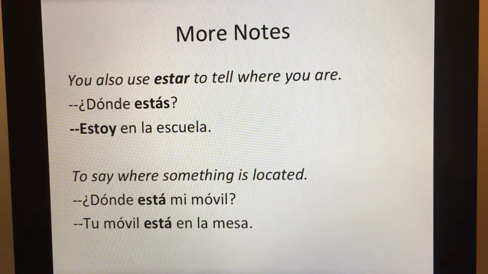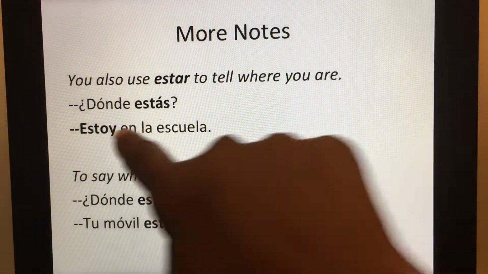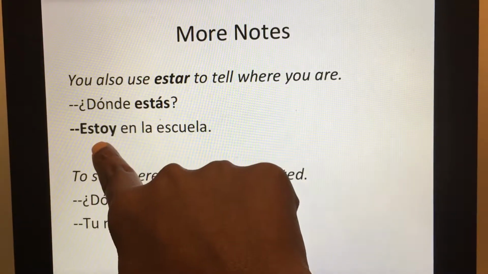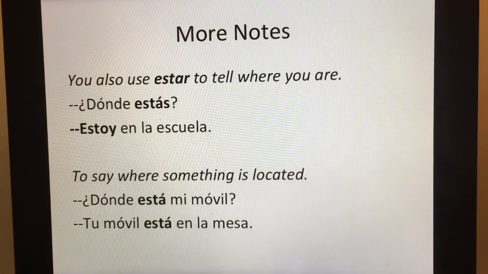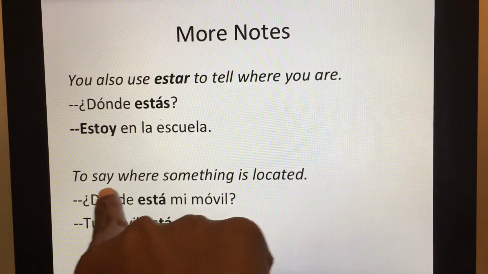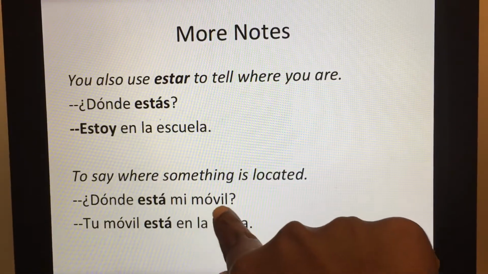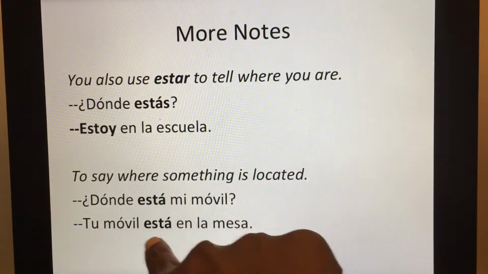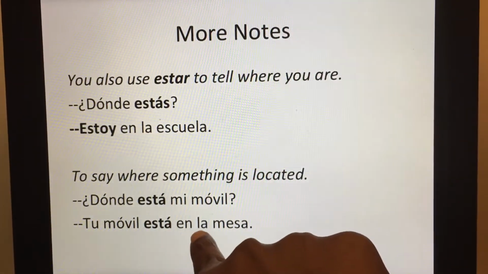You also use estar to tell where you are. I want to tell someone my location, I'm going to use the form of estar. So here's a question. ¿Dónde estás? Where are you? Estoy, I am, en la escuela, at school. I can also use the verb estar to say where something is located. ¿Dónde está mi móvil? Where is my cell phone? Tu móvil está en la mesa. Your cell phone is on the table.